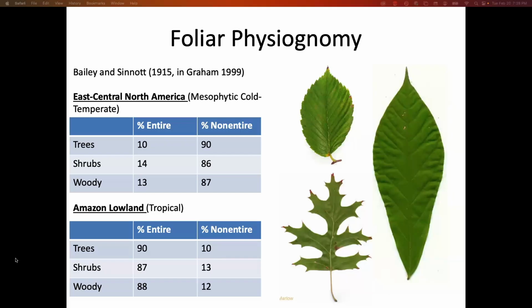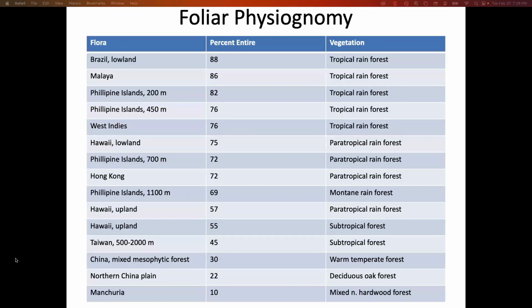Drier, harsh, desert, or arid: small leaves. Okay, now I'm not going to go through this, but this is just a general comparison of many different areas as to the percentage of entire leaves. You can see that all these tropical areas like the Philippines, Malaya, Malaysia, Philippines, West Indies have very high rates, over 75% with percent entire or smooth margin leaves.